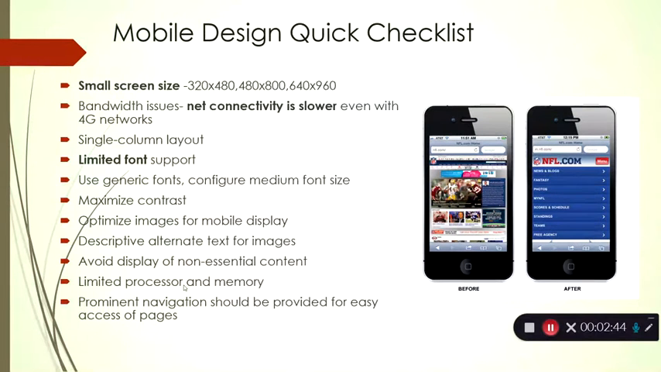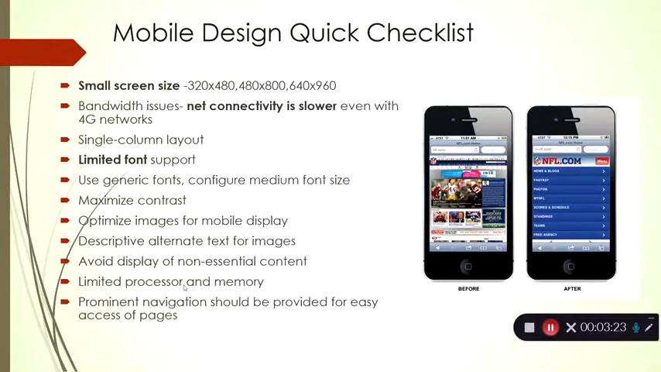So when you work on designing or customizing our website according to the mobile display, we have to keep these things in our mind. The first thing, obviously, is that the screen size is going to be very small, so we have to think about how the content will get displayed on a small screen. The other one is that network connectivity is slower in mobile. Comparing with the PC, the mobile internet connection is slower, so we have to keep that in our mind.